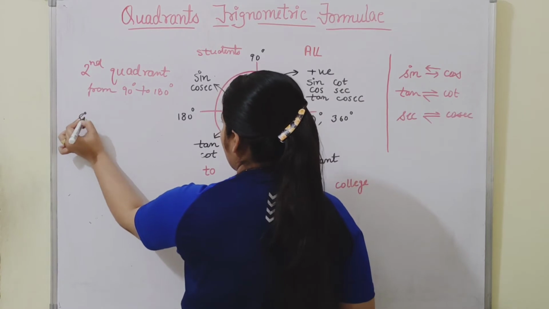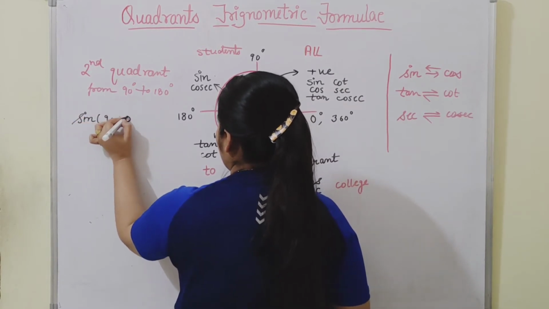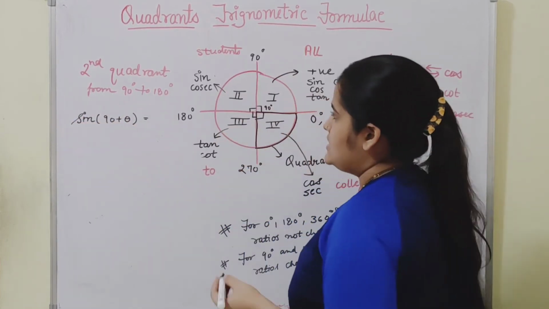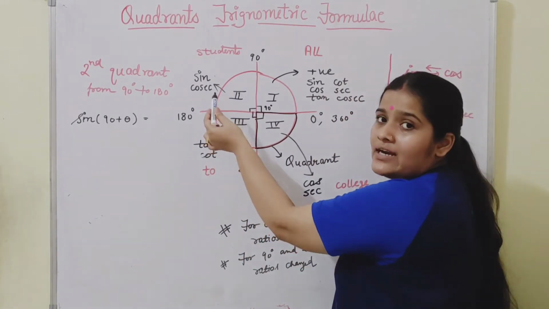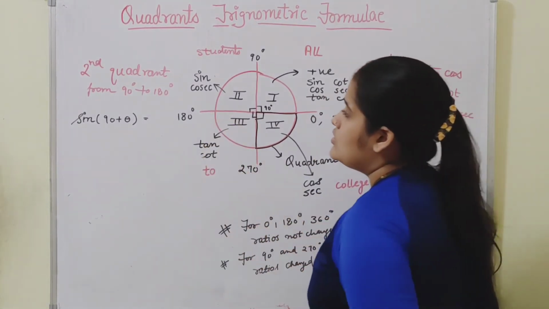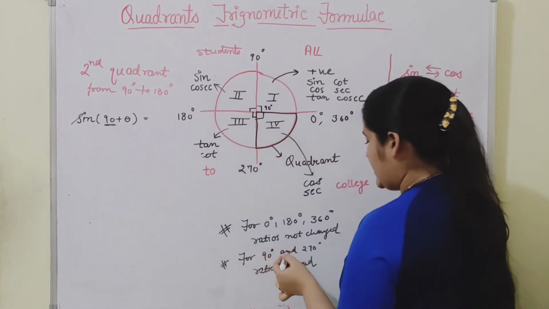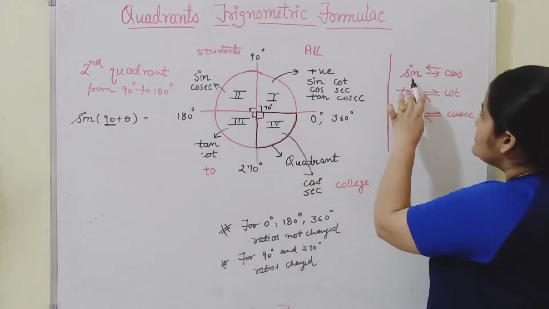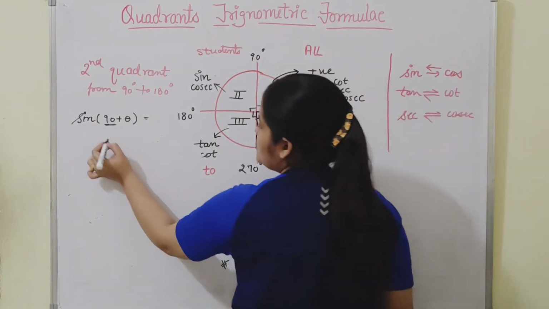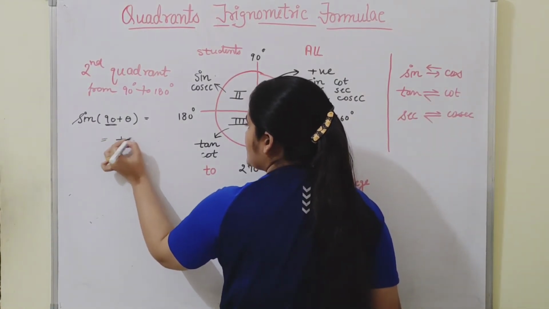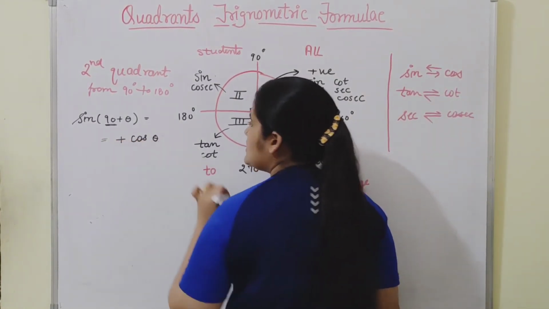Sine 90 plus theta. In the second quadrant, only sine and cosec have a positive value. And here 90 degree is being there, so 90 degree changes sine into cos. So here the value is plus cos theta.